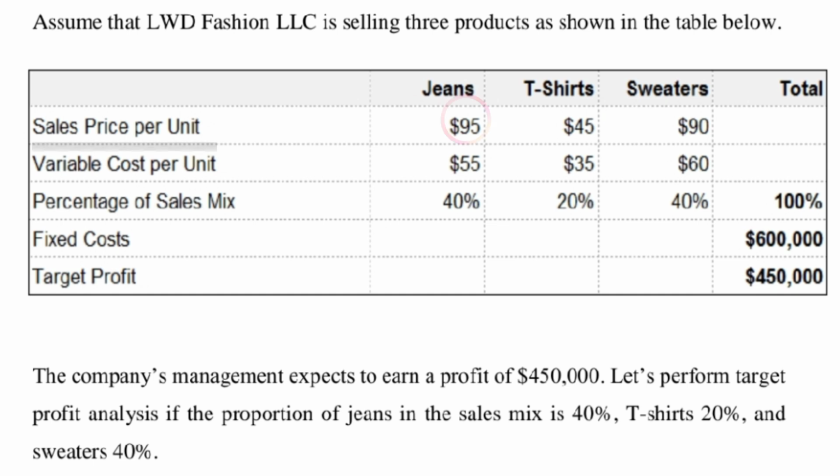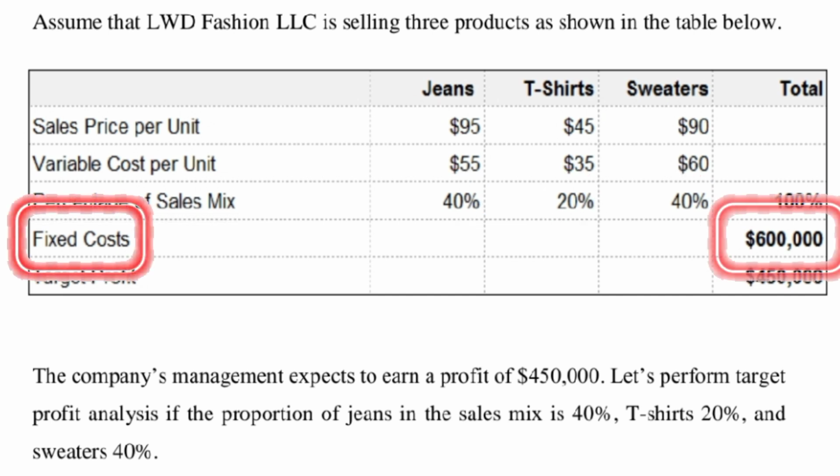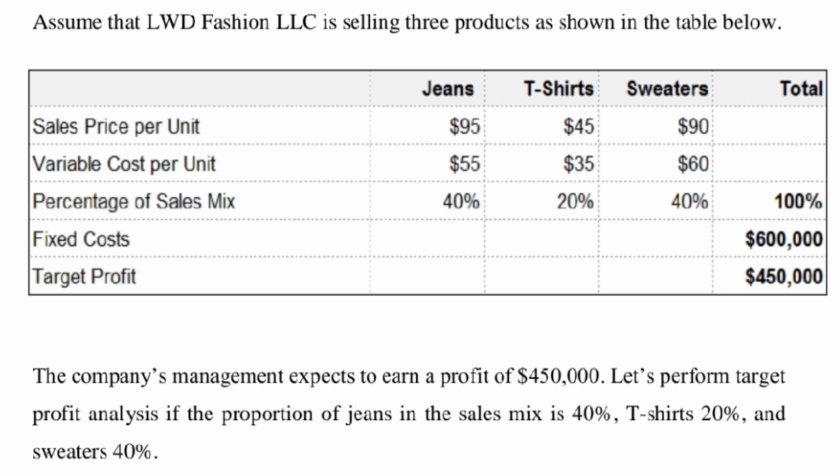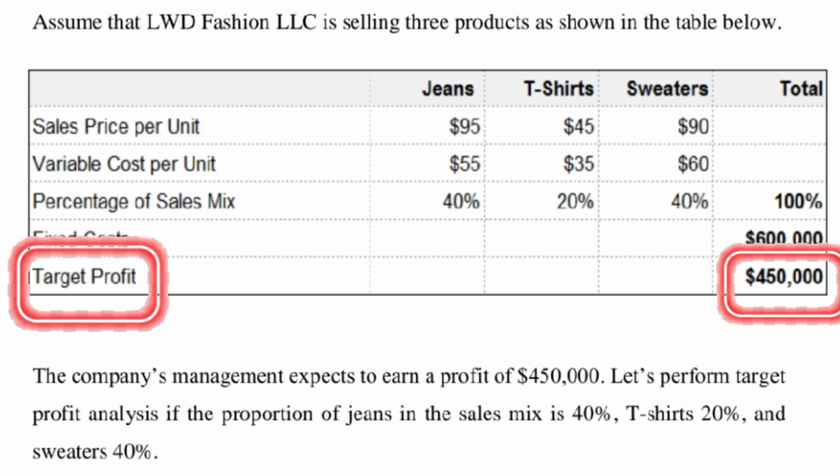Dear friends, today in this lecture we will learn how to perform target profit analysis of multi products. Sale price per unit is given to us and variable cost is also given. Percentage of sale mix is also given for each product and fixed cost is 6 lakh. It is clear that the company wants to achieve a target profit of 4 lakh 50,000.